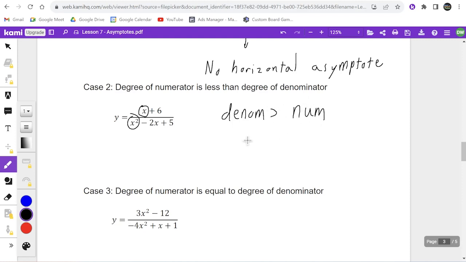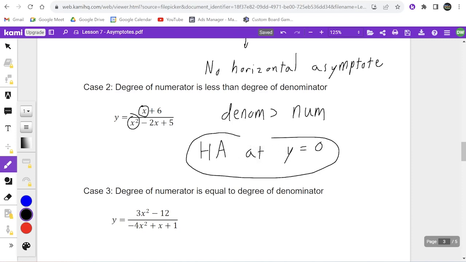And when that happens, the answer is you have a horizontal asymptote, which I'm going to abbreviate HA. You've got an HA at y equals 0. It will always be 0 when the denominator is higher than the numerator. Always.